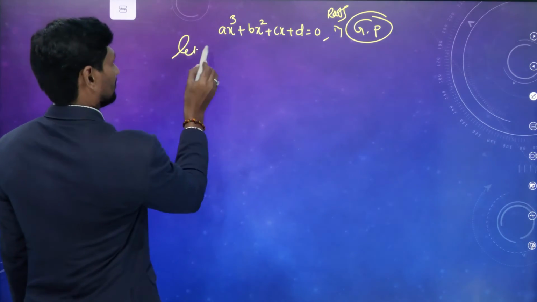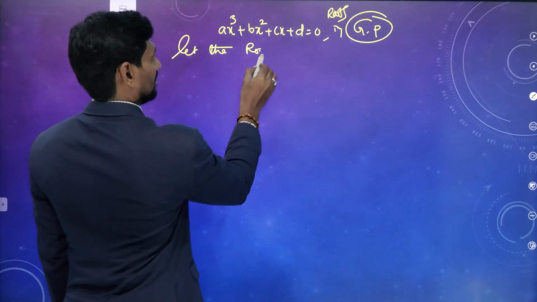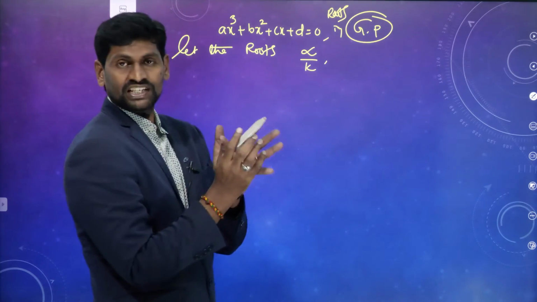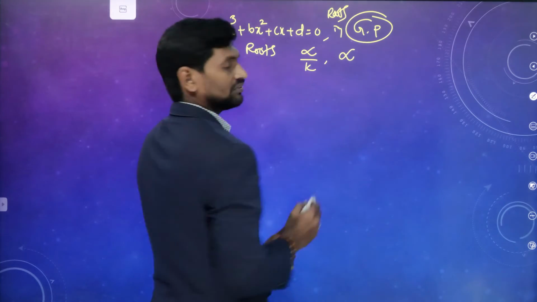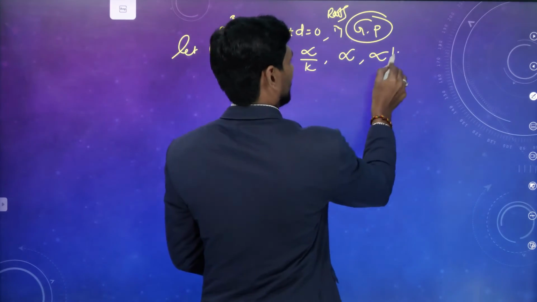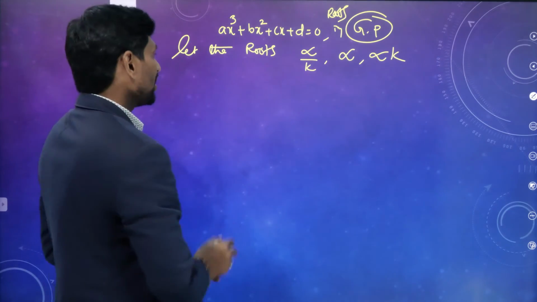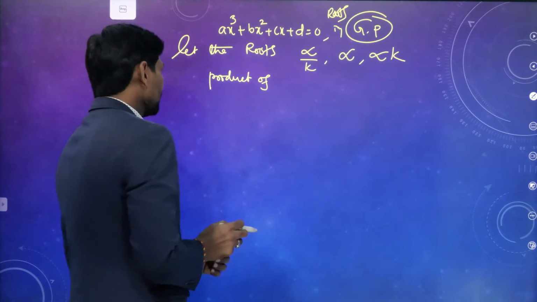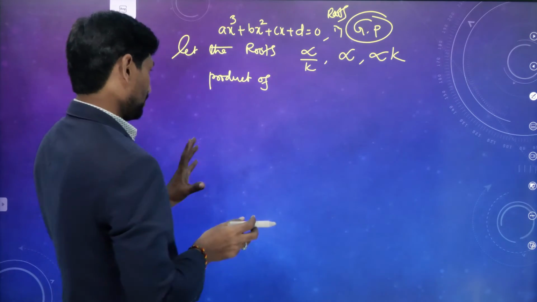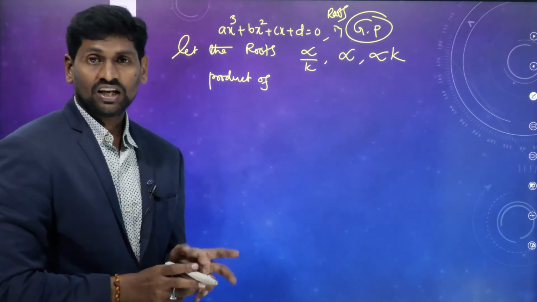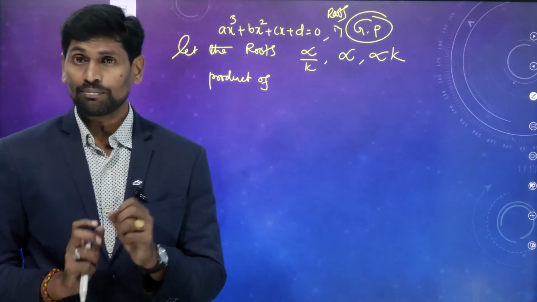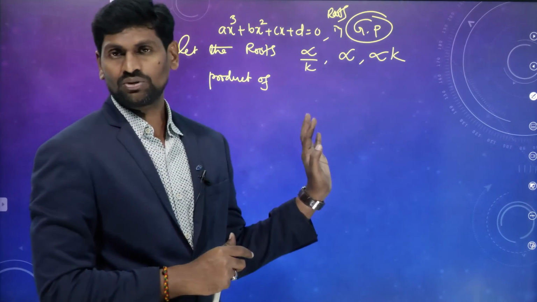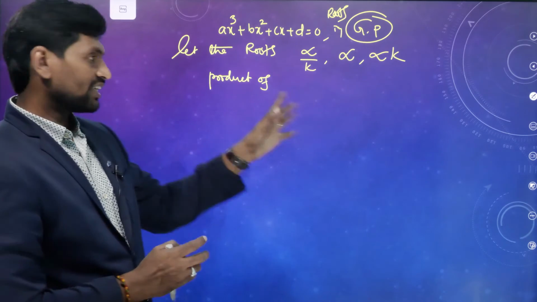Let the roots be alpha by k, alpha, and alpha k. If I multiply a fixed number k with the first term, alpha will form; alpha into k gives alpha k. Three roots came. Now I am using the product of roots. According to the situation, I can use any one of the conditions: sum of roots, sum of the product of roots, or product of roots. I feel product of roots is better because there is a cancellation in the 3 roots. That's why I am using the product of roots.